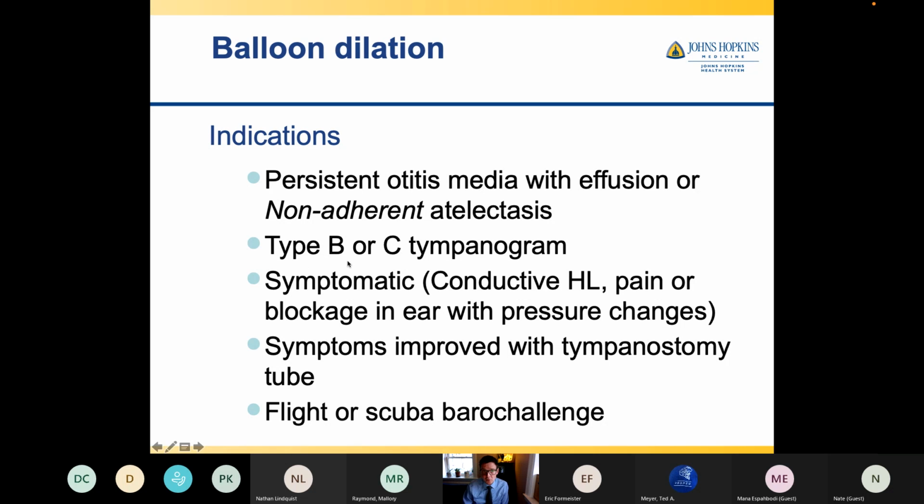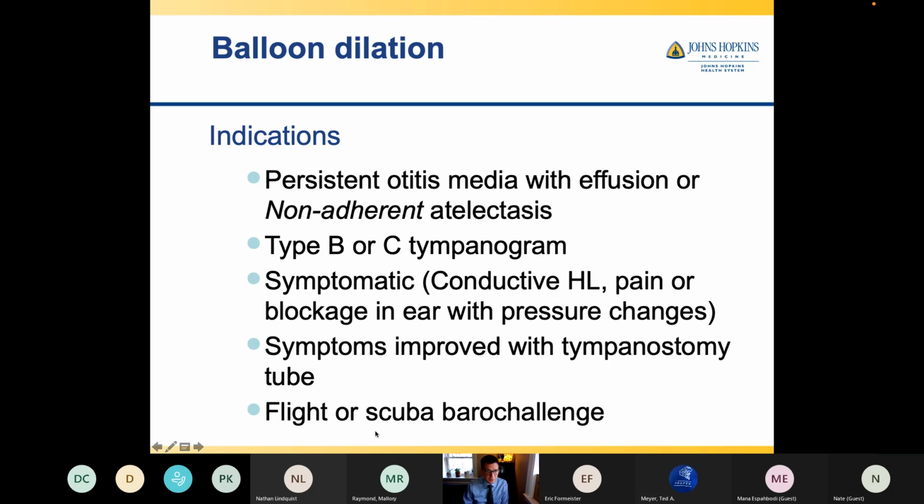They have to have a type B or C tympanogram, and then obviously they have to have symptoms of obstructive eustachian tube dysfunction. I often like to see that symptoms have gotten better with either a myringotomy or a tympanostomy tube. Like I said, most of these patients that I see in my clinic who come in for years of ear fullness often have TMJ or some other cause that is not the eustachian tube.